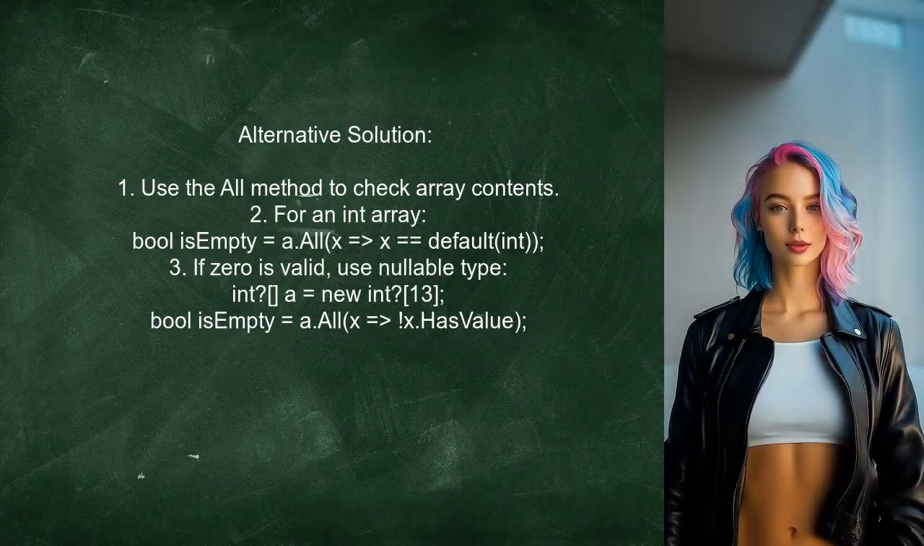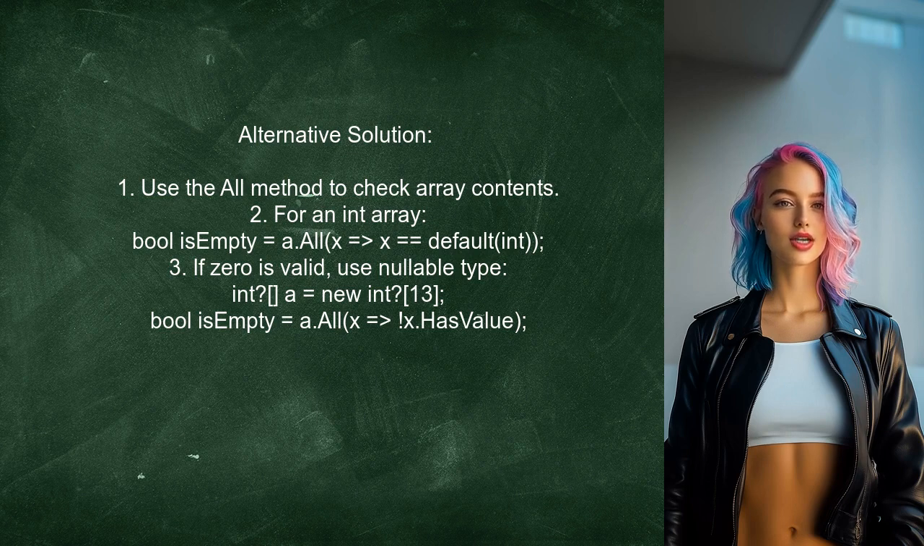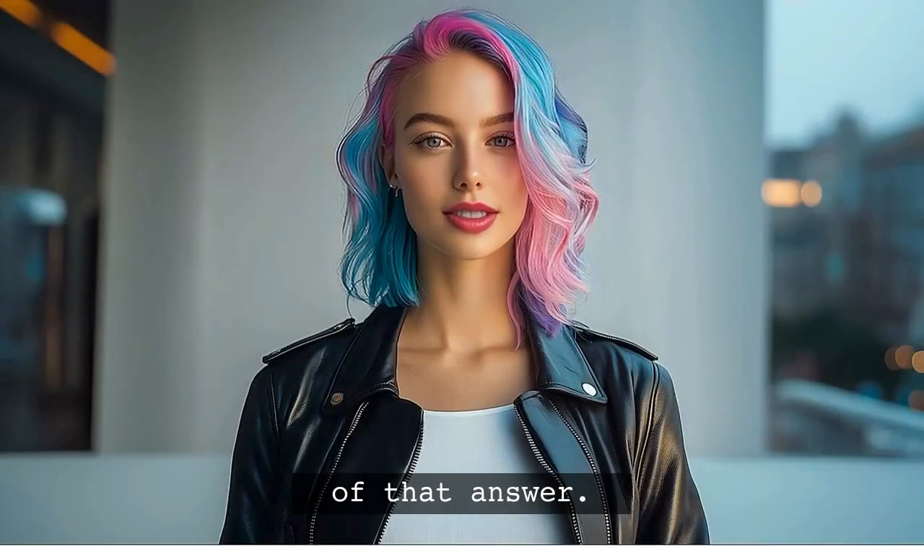An alternative approach to check if an array contains any items is to use the All method. First, you create an integer array, which initializes all elements to 0. Then you can check if all elements are the default value by using this code: bool isEmpty = a.All(x => x == default(int)). If 0 is a valid value in your array, consider using a nullable type instead. This way, you can check if all elements are null with bool isEmpty = a.All(x => !x.HasValue). That's the end of that answer.